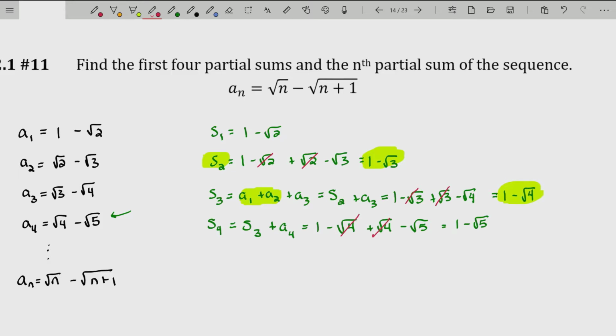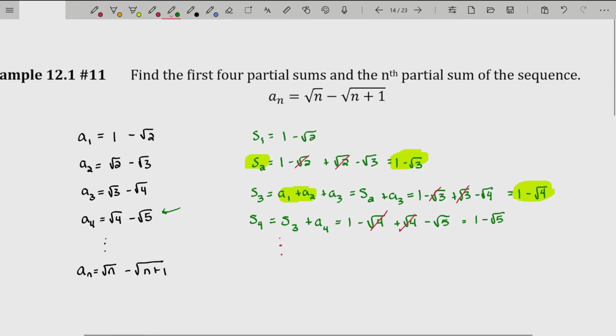And now I can easily say what the nth partial sum is going to turn into. The nth partial sum is going to equal 1 minus... notice when the index was 4, this was the square root of 5. When the index was 3, it was the square root of 4. When the index was 2, it was the square root of 3. So this is going to be the square root of n plus 1. So 1 minus the square root of n plus 1.